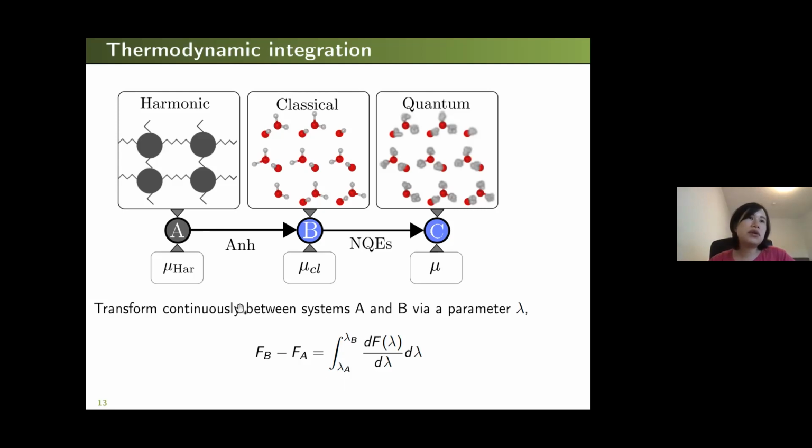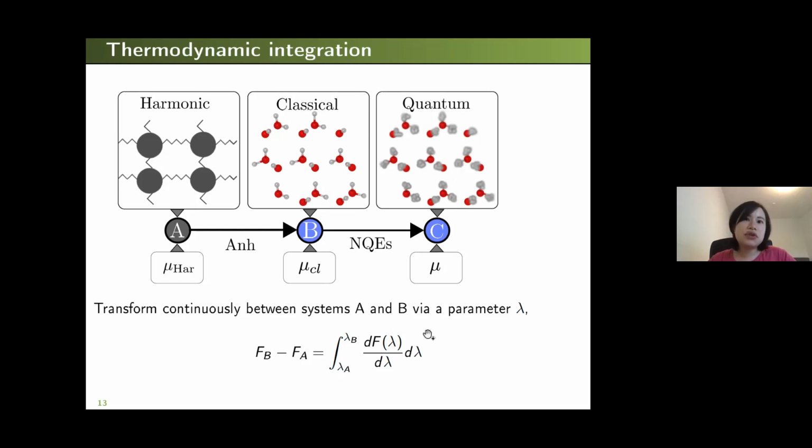So typically what we do is that we start from a harmonic system. This is because a harmonic system has analytic free energy. And then we first integrate towards the classical system. And then the second part is we take another integration from the classical to the quantum mechanical system with the, you see, the diffuse and wave-like nuclei.